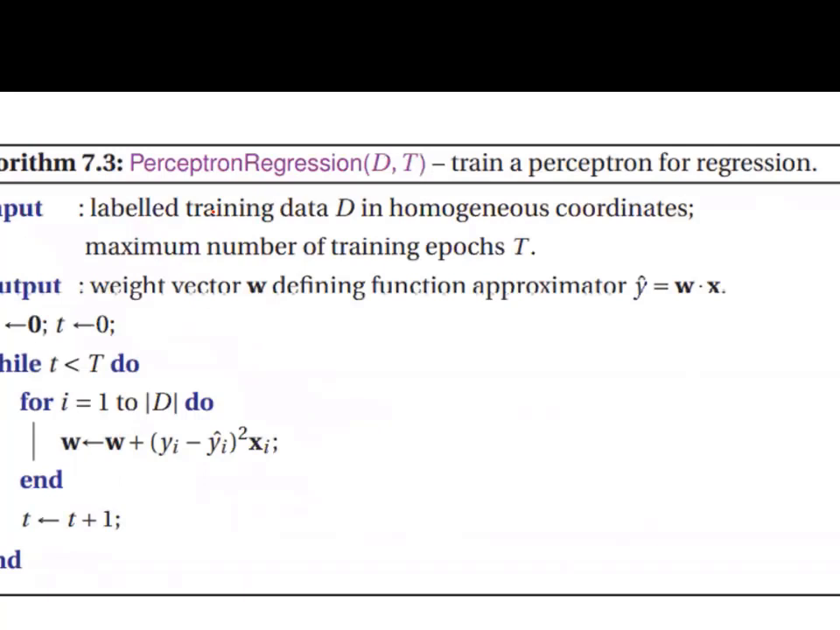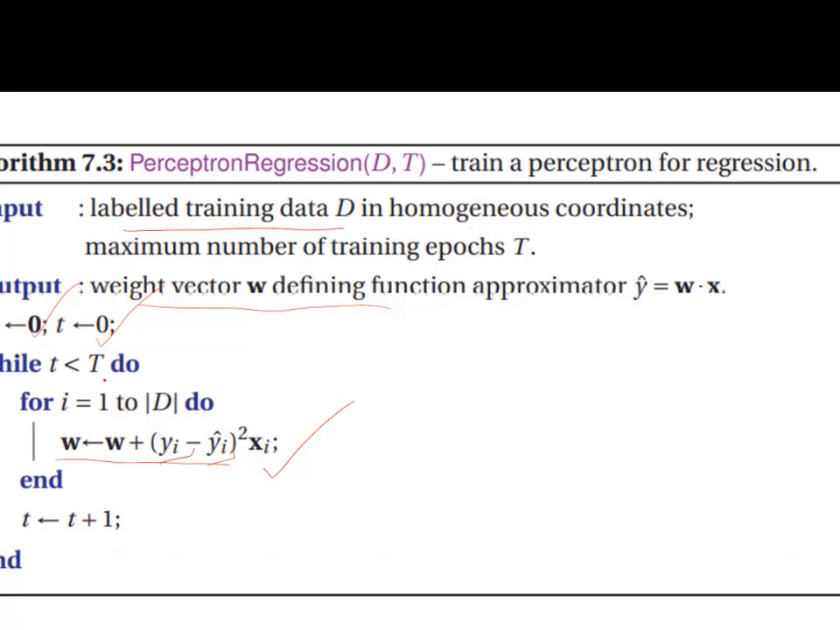Coming to perceptron regression. Now we can use this perceptron for regression. How? Labeled training data D, and then we have to calculate the weight vector. Now W is equal to 0, t is equal to 0, while t is less than T, for i is equal to 1, W plus (yi minus yi hat) into xi. This is how perceptron can be used for regression, my dear friends.